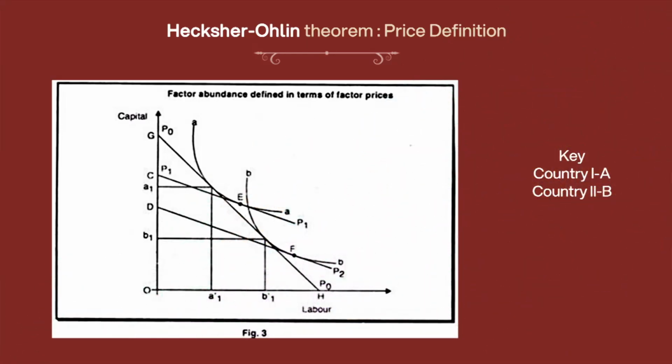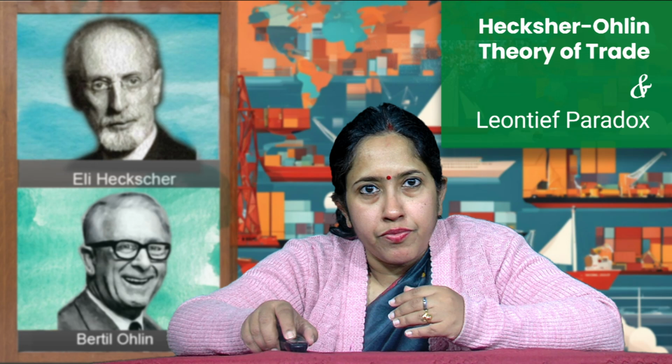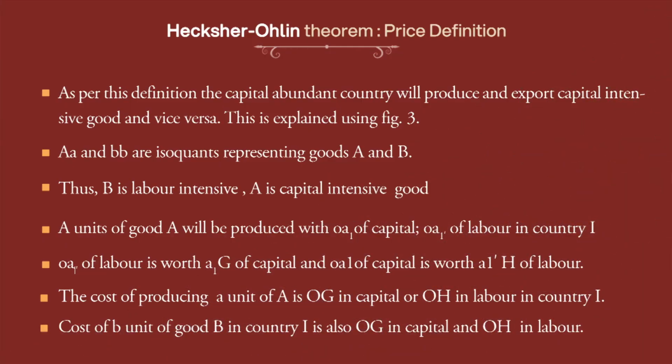In figure 3, what we have is that in the x-axis, we are taking labor. We are showing the quantities of labor in the x-axis, and in the y-axis, we are showing the quantities of capital. And here we have the isoquants A and B, which show A units of commodity A and B units of commodity B. Now, if we look intently at figure 3, we'll find that as per this definition, the capital abundant country A will produce and export the capital intensive good and vice versa.